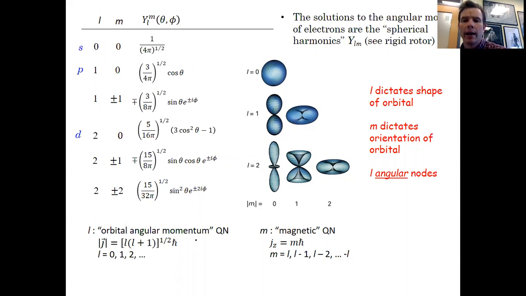Again, just like in the rigid rotor, the quantum number L determines the angular momentum of the electron. So it's telling us something about the momentum associated with the angular motion of it, given by this expression. And M determines the Z component of angular momentum. So Jz is given as m h bar. That's the angular motion. And I'm not going to belabor this point because essentially these solutions are the ones that you already know.